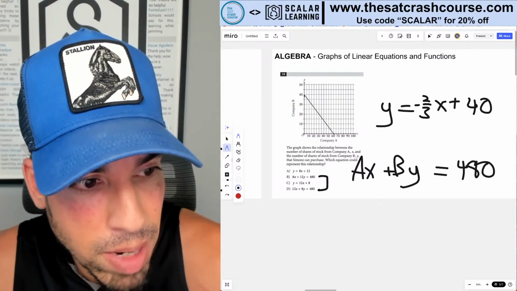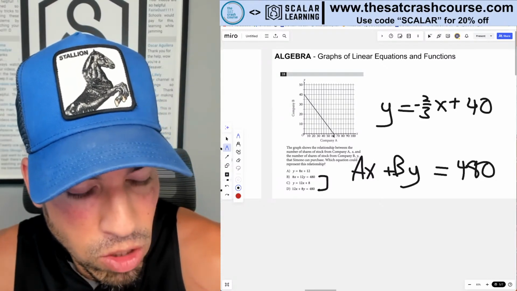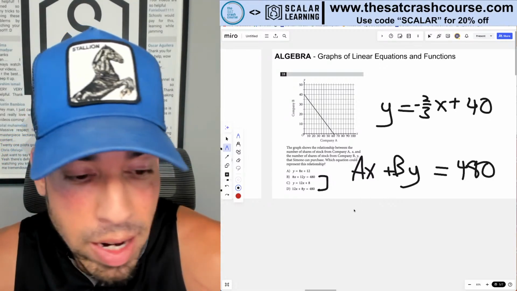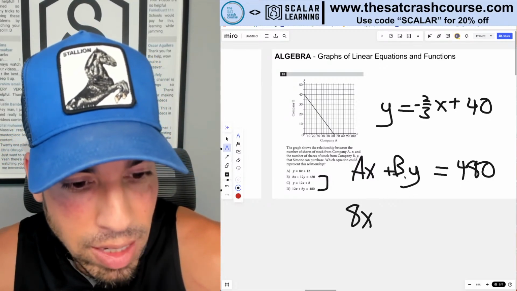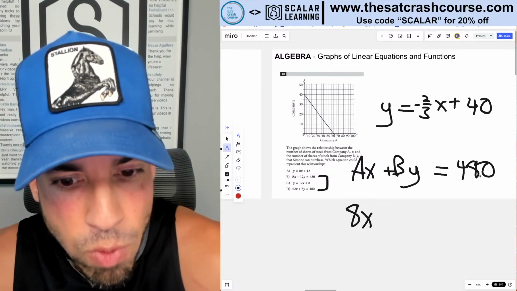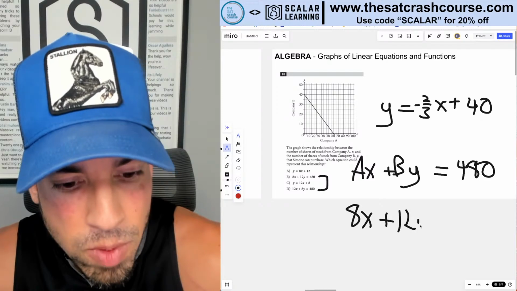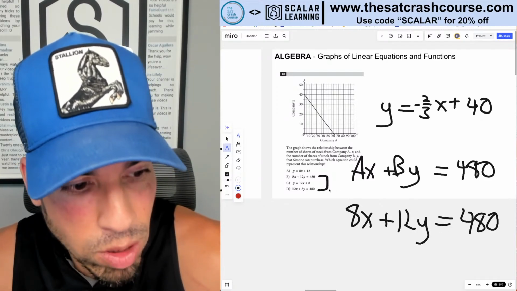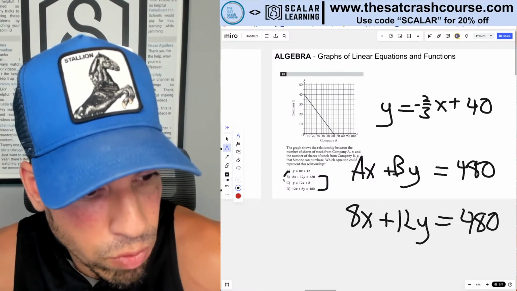So for example, I see my x-intercept down here is 60. What times 60 is 480? That's 8, so I know it should be 8x. And then my y-intercept is 40. What times 40 is 480? That's 12. And so now I've got my standard form of my equation, and that's what they were looking for: 8x plus 12y equals 480.